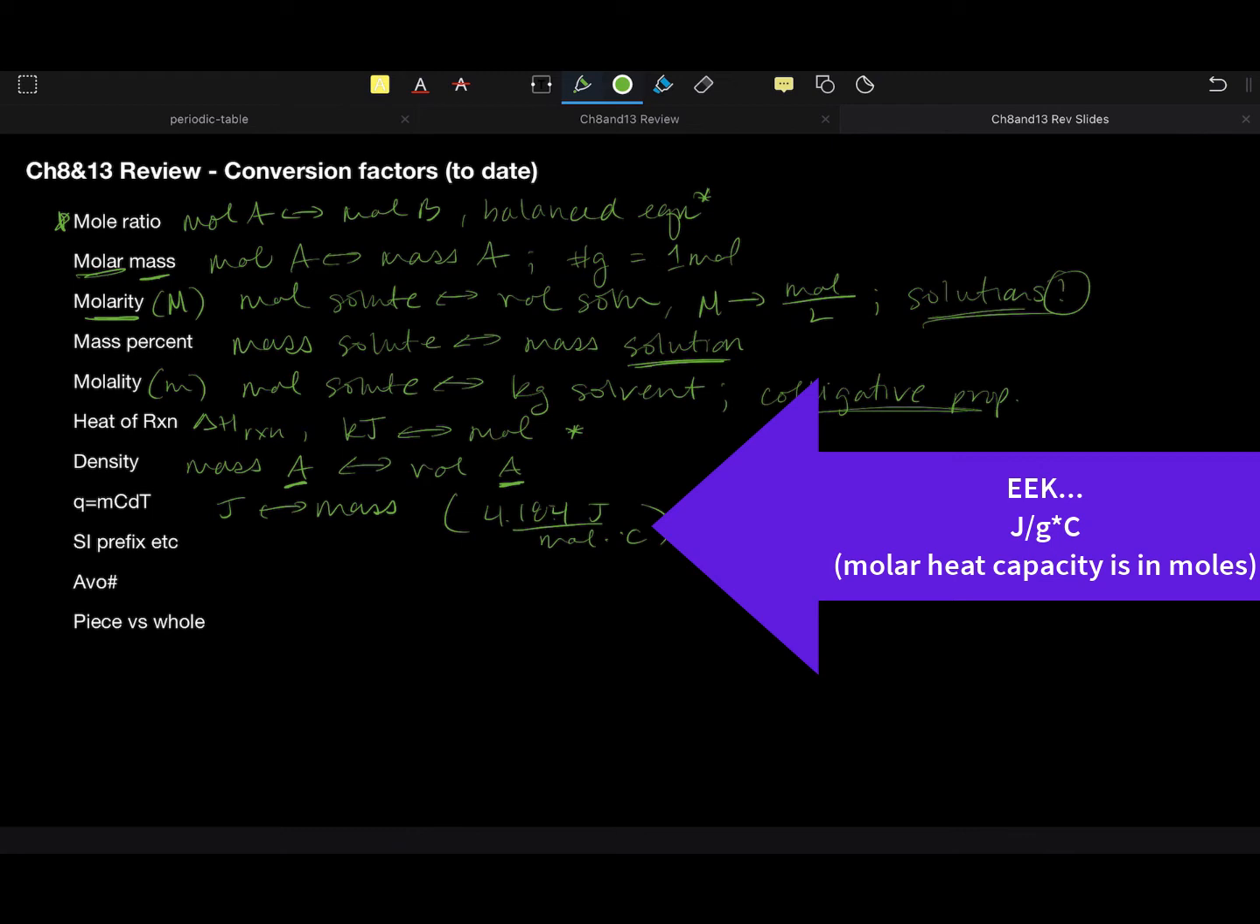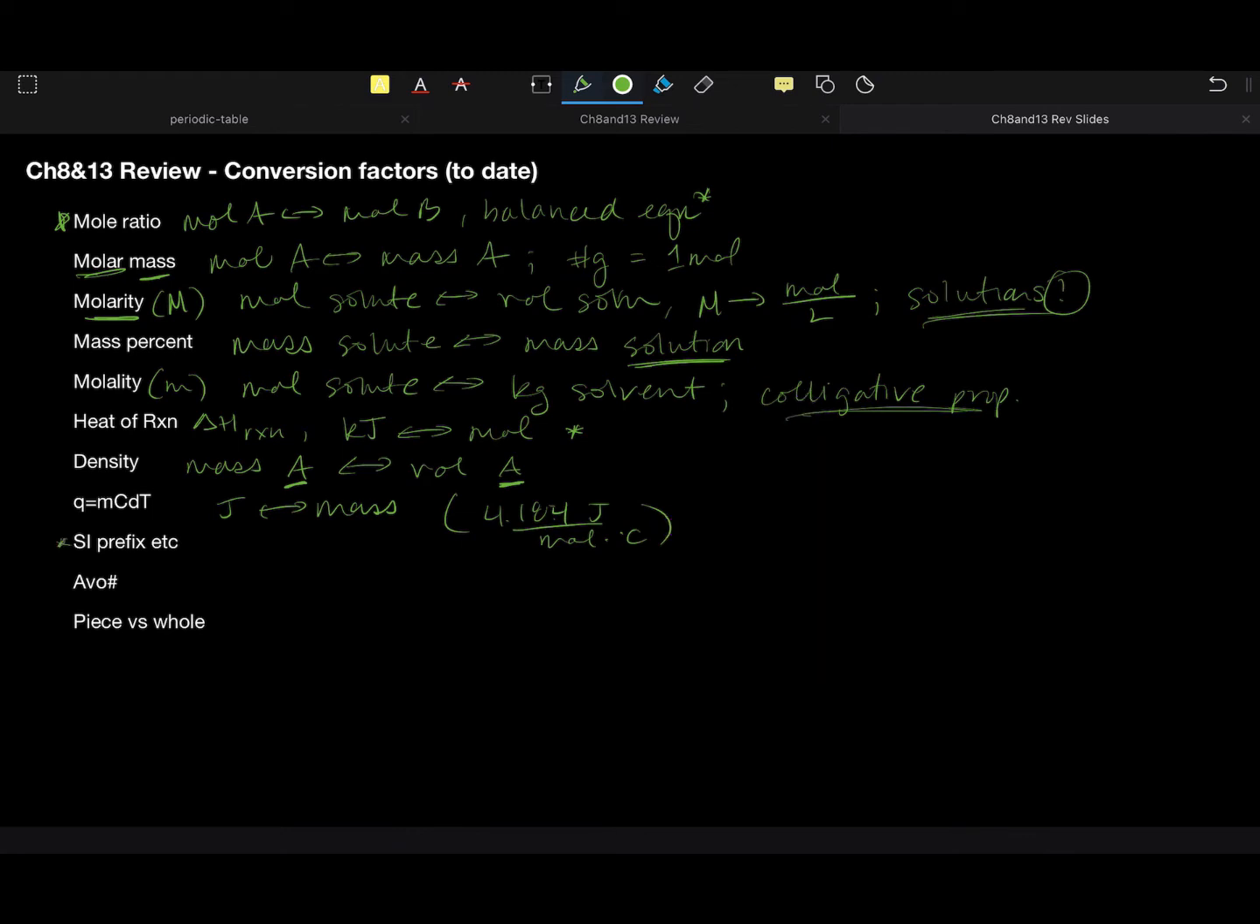SI prefixes, right? Make sure you go back and look at that table. Avogadro's number, right? 6.022 times 10 to the 23rd particles equals 1 mole.